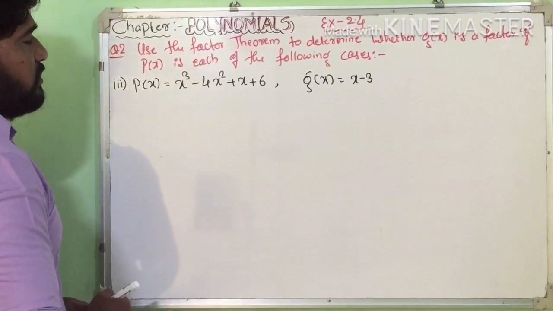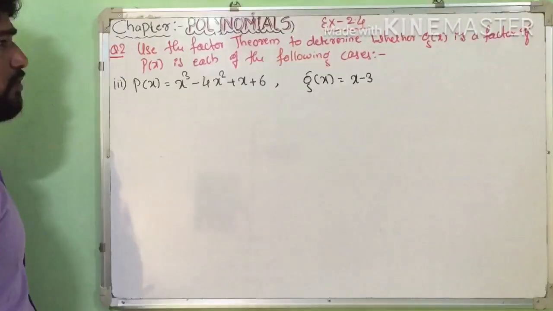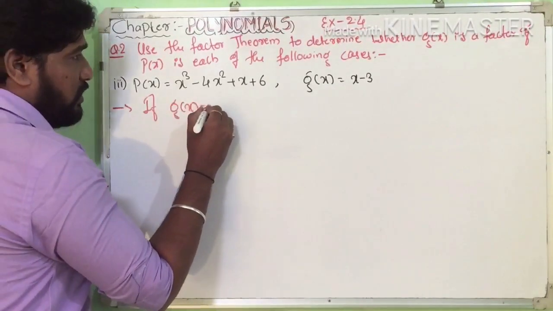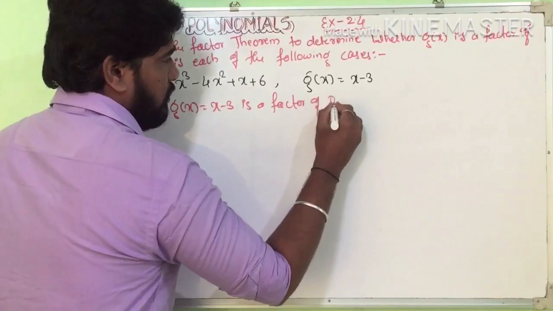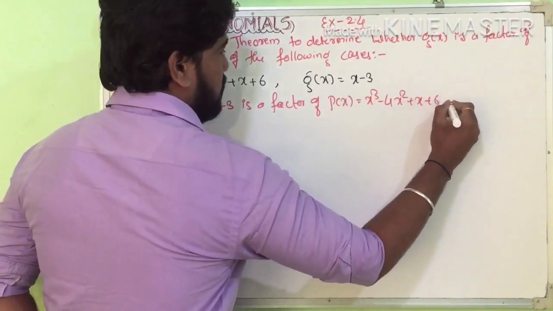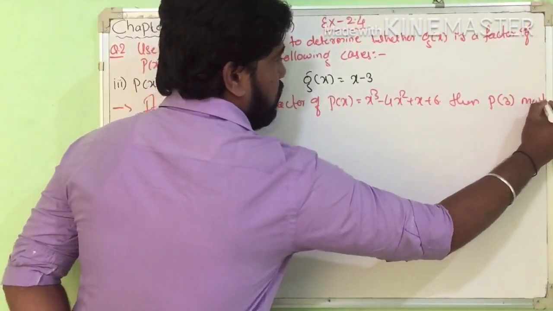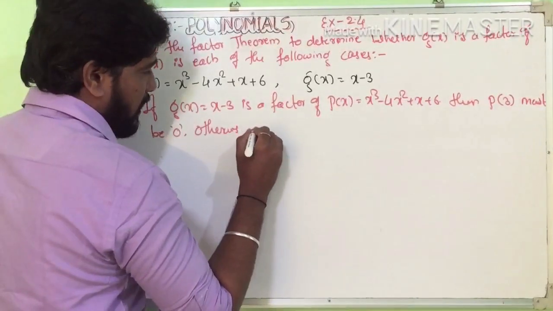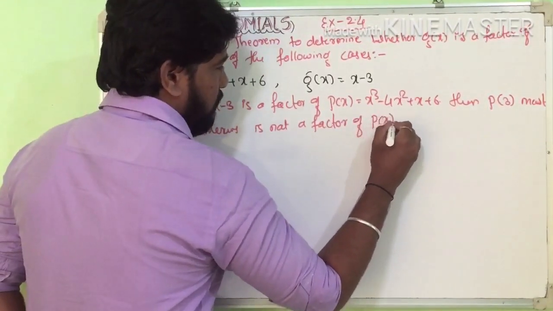Problem is that p of x is equal to x cube minus 4x square plus x plus 6, and g of x is equal to x minus 3. So here also we want to find out g of x is a factor of p of x or not. So first write down, if g of x is equal to x minus 3 is a factor of p of x is equal to x cube minus 4x square plus x plus 6, then p of 3 must be 0, otherwise it is not a factor of p of x, right?